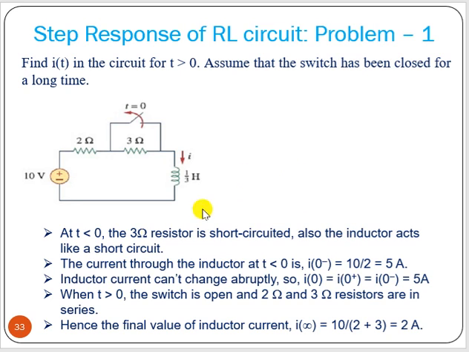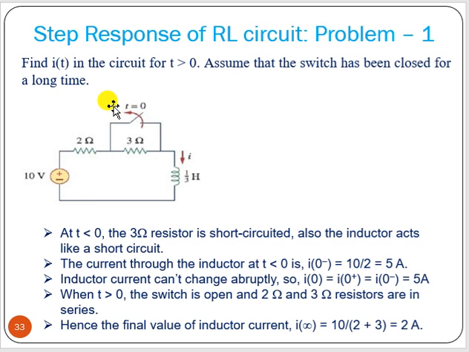Let us say one problem. Now in this circuit, what is the meaning of the switch? It will go up, that means it will open at t equal to 0. Then for t less than 0, what is the condition? That was closed. Now the 3 ohm resistor is short circuited, so its resistance value becomes 0. The inductor acts as a short circuit. What is the current then? 10 divided by 2, 5 ampere. That is your initial current I0 minus, which is equal to I0 plus, which is equal to I0. That is the initial current, 5 amp.